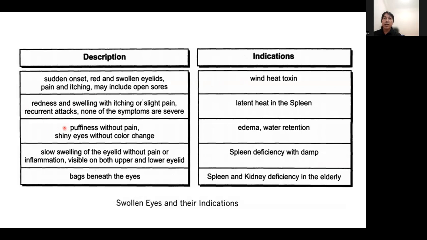Okay? If there's puffiness without pain, shiny eyes without color change, it is an indication of edema and water retention. Okay. Slow swelling of the eyelid without pain or inflammation, visible on both upper and lower eyelids, is an indication of spleen deficiency with dampness. If there are bags beneath the eyes, it is an indication of spleen and kidney deficiency in the elderly.